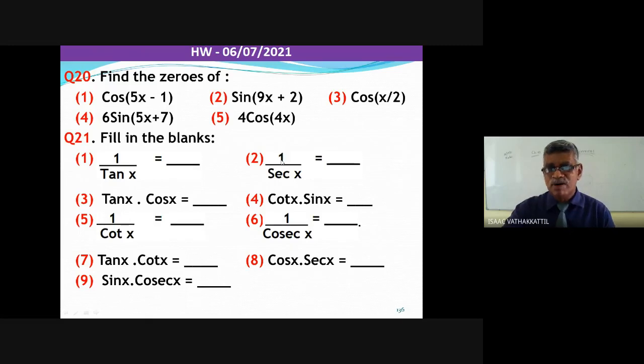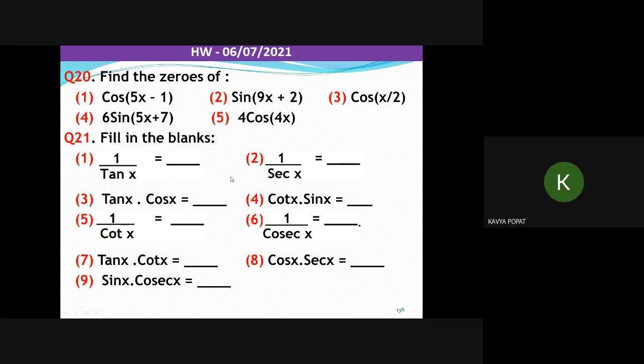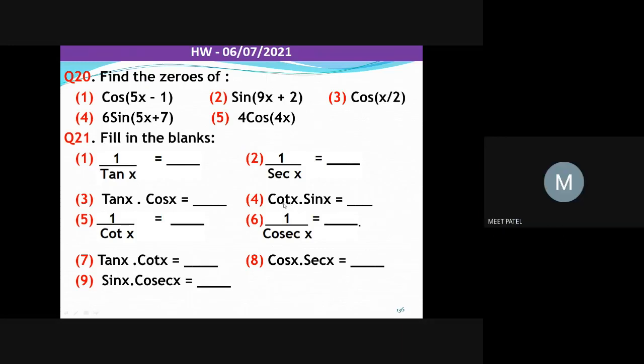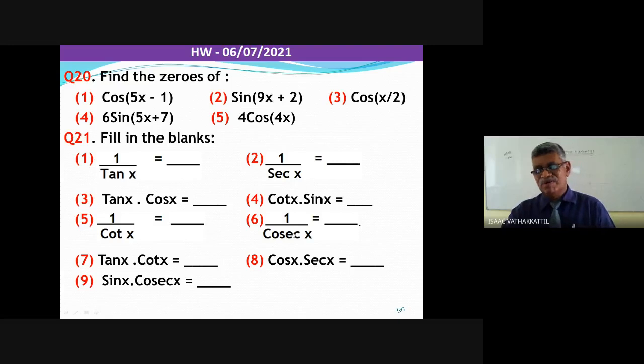I can tell the answer. It is cot x. What about 1 by sec x? Sec x we have defined as 1 by cos x, so 1 by sec x is cos x. Tan x into cos x: tan x is sin x by cos x, so tan x into cos x is sin x. Cot x into sin x is cos x. 1 by cot x is tan x. 1 by cosec x is sin x. Tan x into cot x is 1. Cos x into sec x is 1.